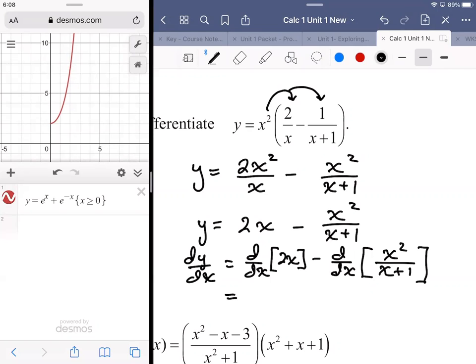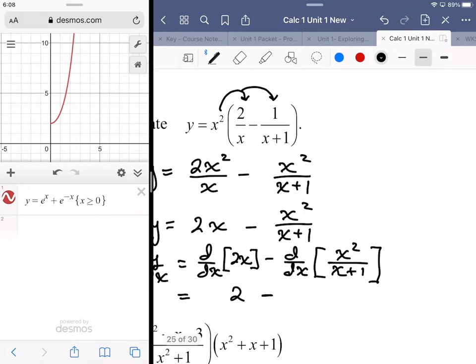Okay. So the first one, 2x, just has a derivative of 2. The second one, so minus, that's a quotient. All right. So this is a quotient. So we would use the quotient rule.